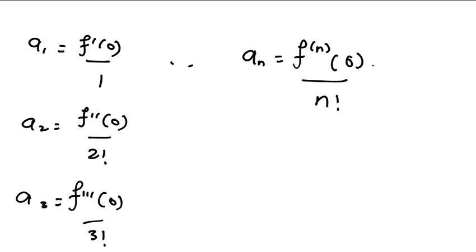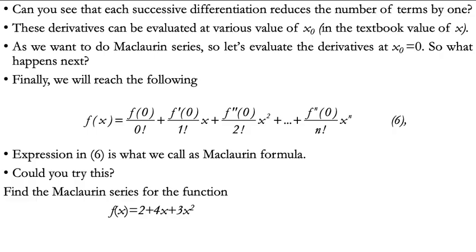Okay, so what we have done here is that all of this derivative, we have done this because we want to do Maclaurin series here. We have evaluated the derivatives at x0 equal to 0, yeah? So what happens next here?